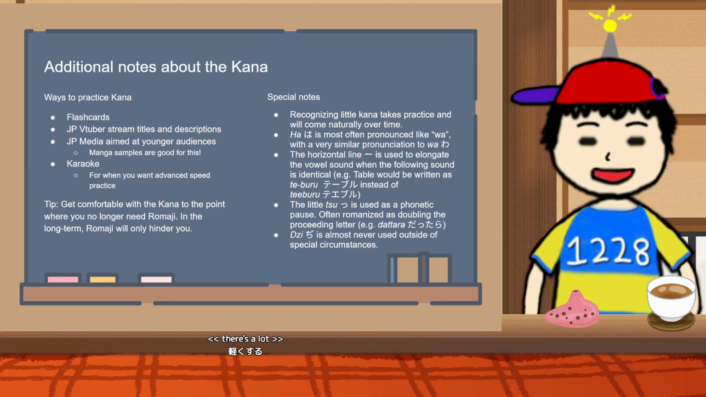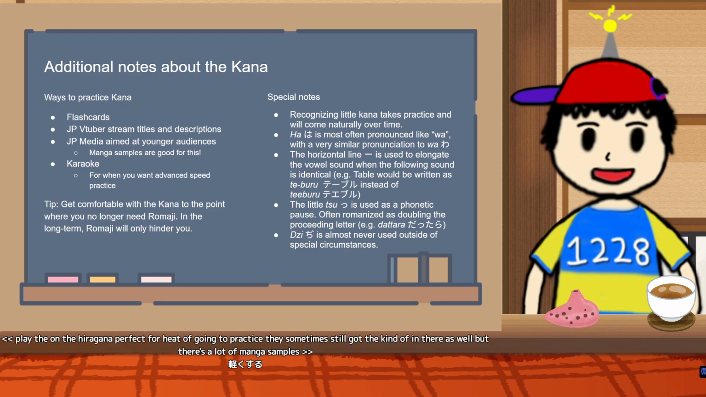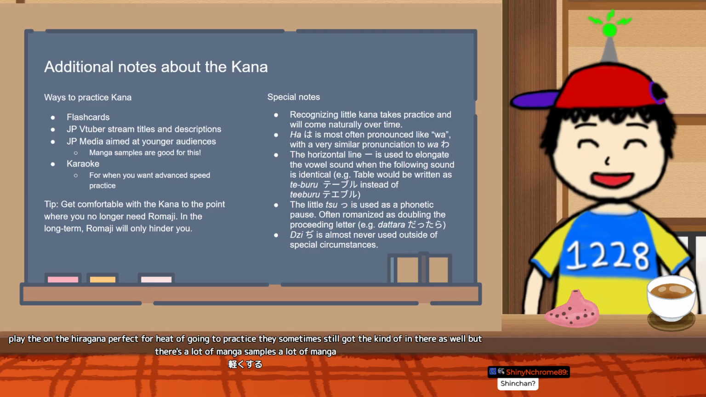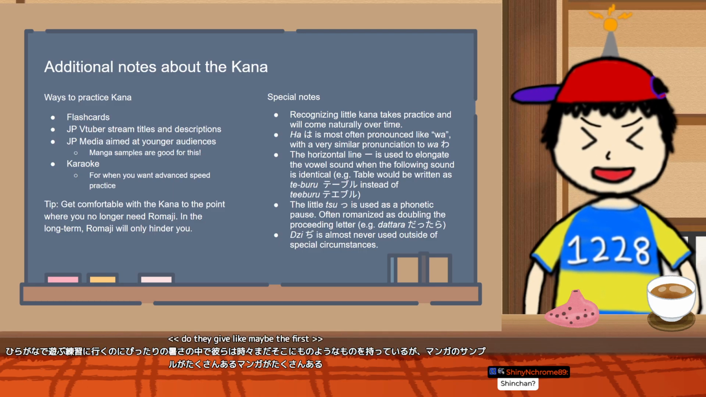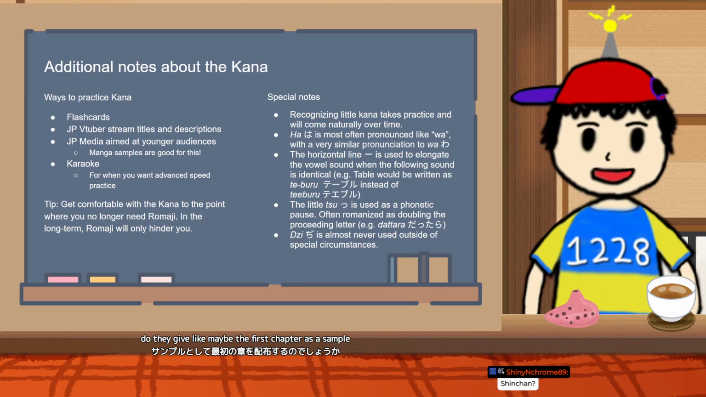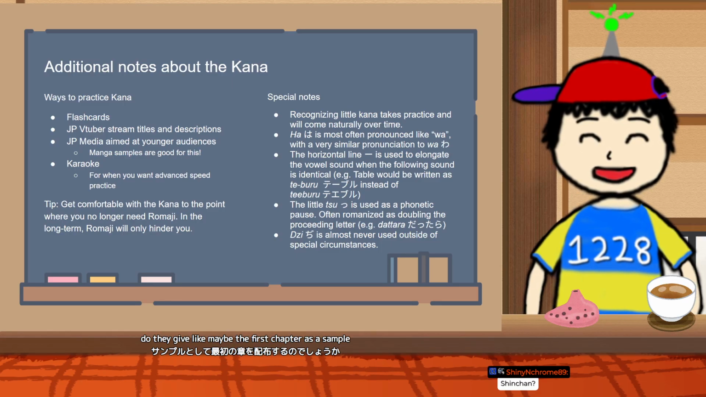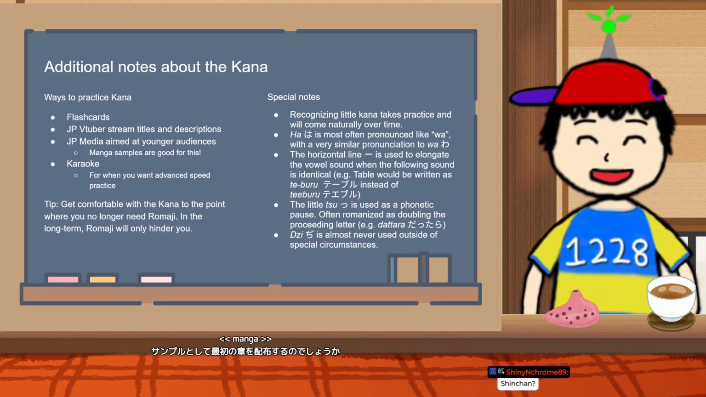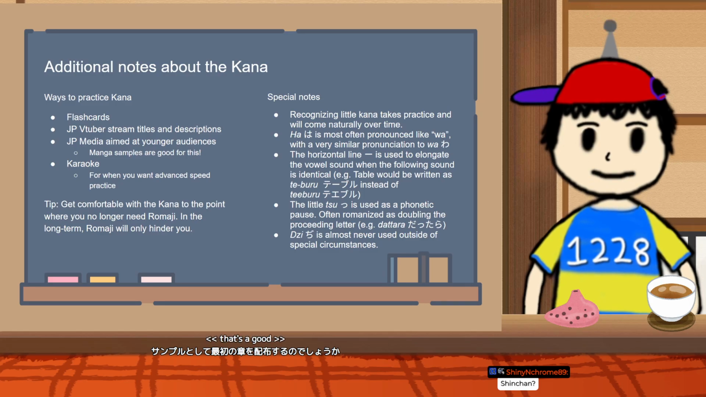But there's a lot of manga samples. A lot of manga artists give maybe the first chapter as a sample. Go through those. If there's a manga you're looking at or you just want to see how it's like in Japanese, it's worth it. Especially if it's a shonen manga or something simple. That's a good one. Katakana grows relative to your own strength, pretty much.